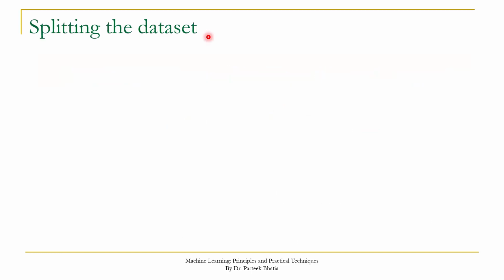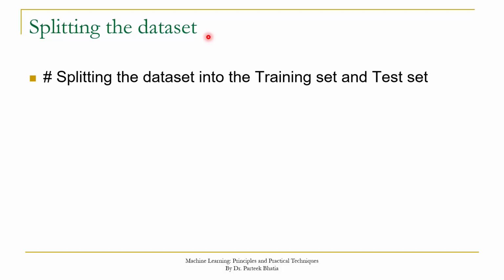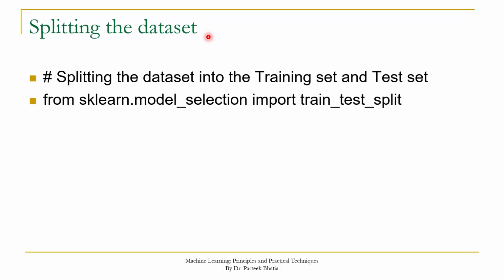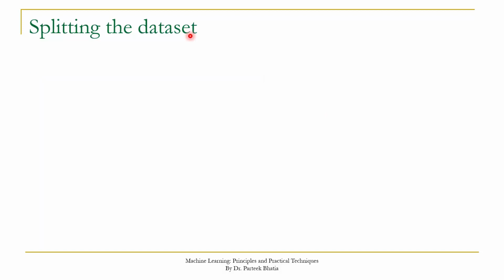After pre-processing our nominal attribute city, the next step is to split the dataset into training and testing. In order to split this dataset, we have to import train_test_split from the model_selection sublibrary of sklearn. The syntax is: from sklearn.model_selection import train_test_split.